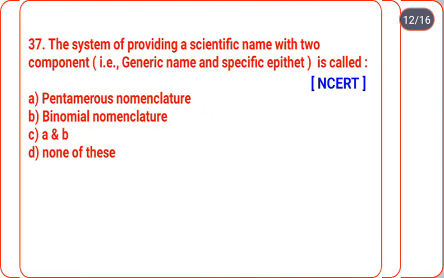Next, question number 37. The system of providing a scientific name with two components is called the identifying term. Two components means a generic name and a specific epithet, called the binomial nomenclature. We have read it in the NCERT book. Option A pentamerous nomenclature, no. Option B binomial nomenclature, yes. Option B is our correct answer. Option C both, no, wrong. D none of these. So here 37, option B binomial nomenclature is the correct answer.